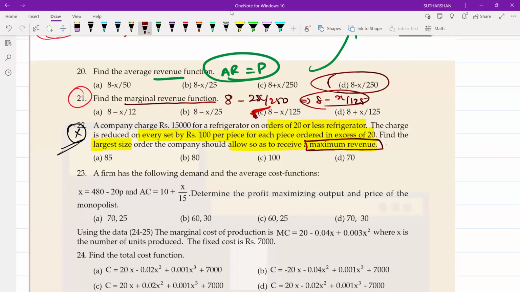But here the beauty of the question is you need to understand the question first. That's the first thing, then only the sum. Approach of the sum: first, let us understand and decode the question.